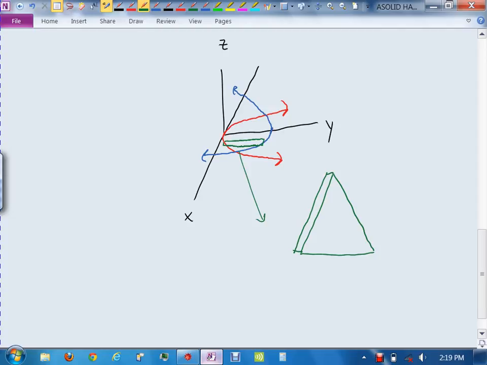Okay. Can we talk about this? The volume of that thing? How wide is it? dx, right? dx this time.